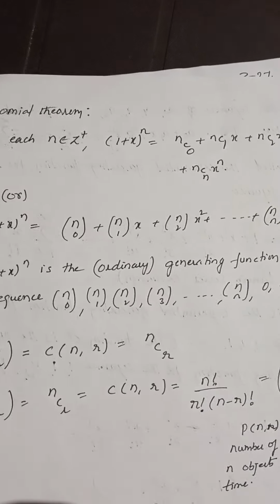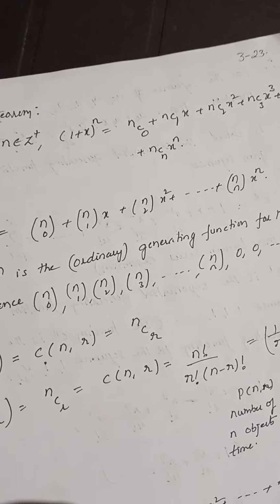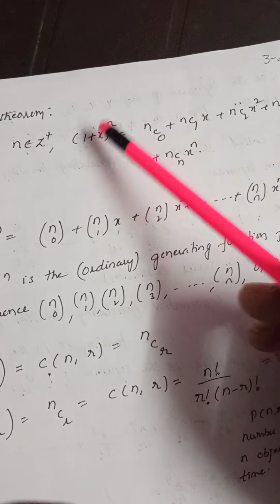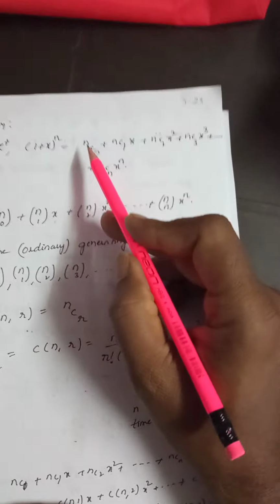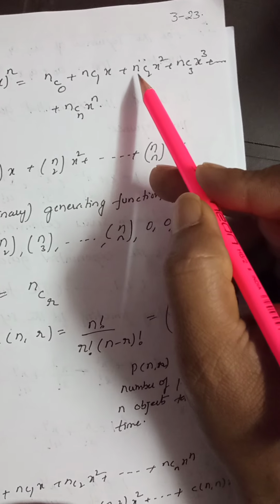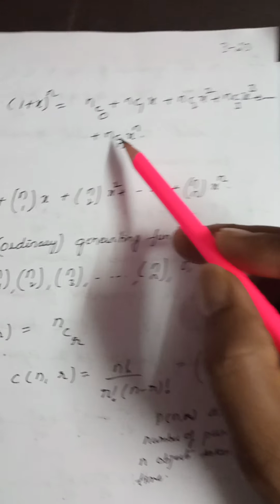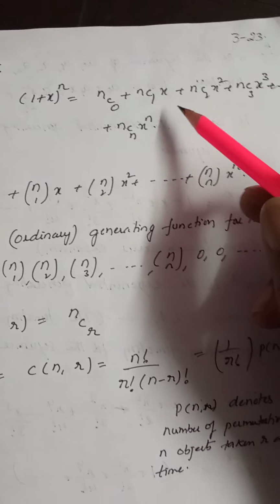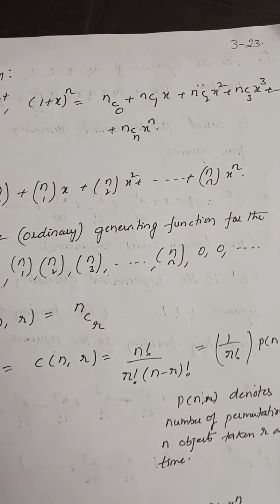Here we are writing the same thing as (1 + x)^n, right? Here the x value is 1, the y value is x. What is the binomial theorem statement? See, nC0 + nC1 x^1 + nC2 x^2 + nC3 x^3 + and so on, plus nCn x^n. This is the binomial theorem, the (1 + x)^n formula.